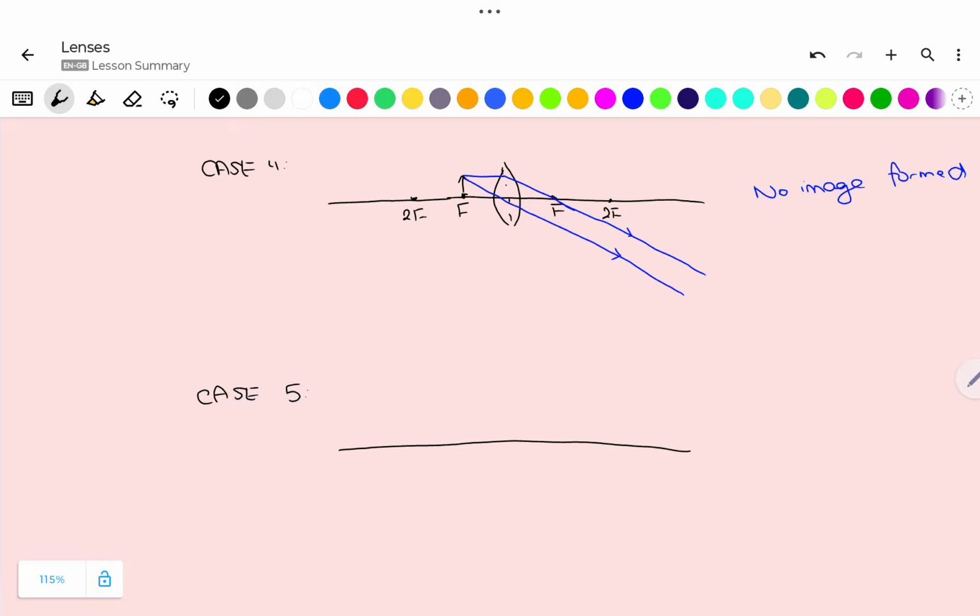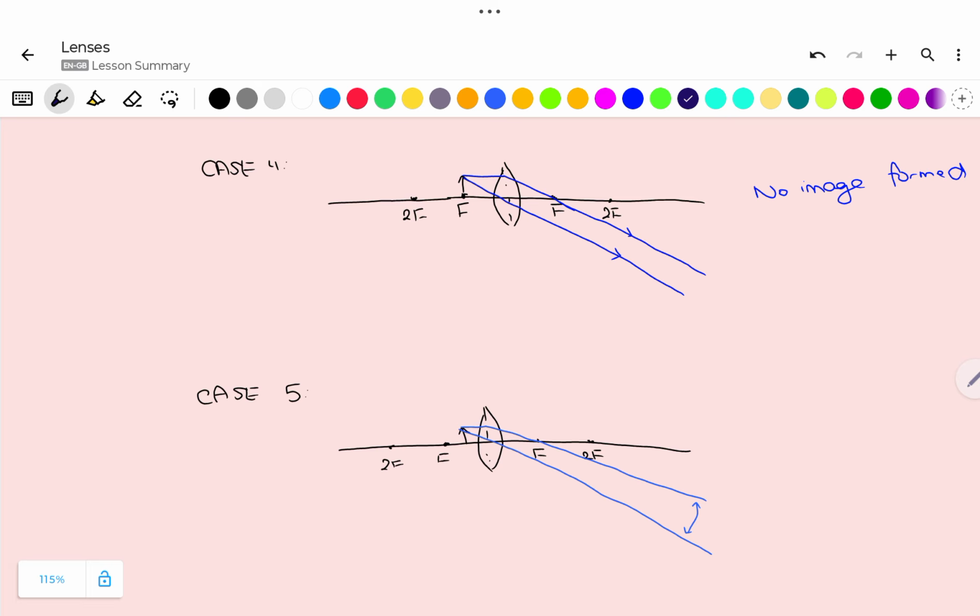Here's my line. Here's my lens. Here's my f and 2f and 2f. And this time we want the image to be closer to the lens. Alright, as usual, parallel through focus point, and here through center. I can't go backwards to the focus point, so this will be it. Did they meet? No, they didn't meet. But as you can see, they're going wider away from each other. So here it will definitely not be real, but it can be virtual.